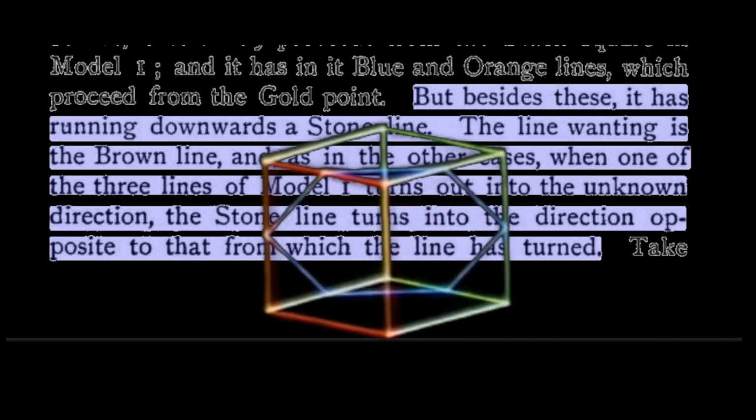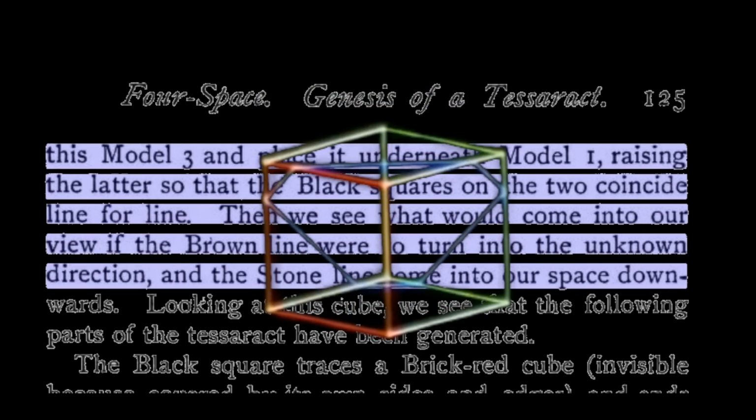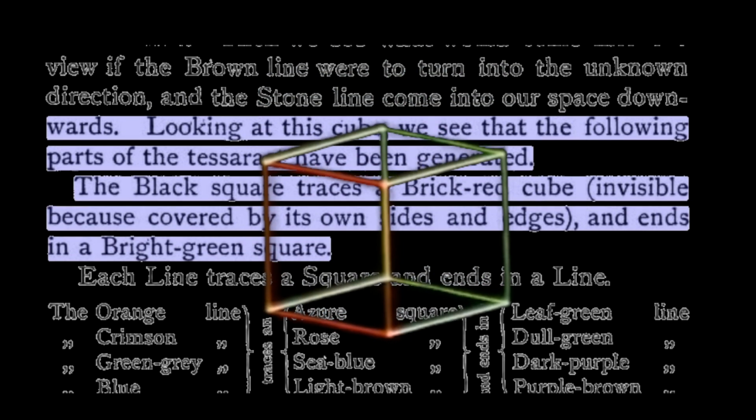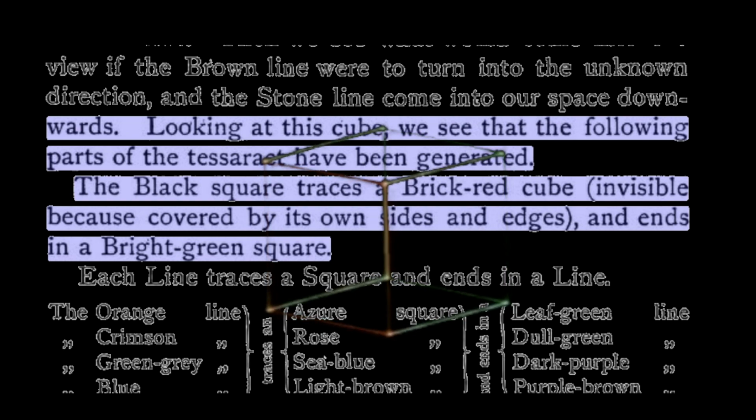the line has turned. Take this Model 3 and place it underneath Model 1, raising the latter so that the black squares on the 2 coincide line for line. Then we see what would come into our view if the brown line were to turn into the unknown direction, and the stone line come into our space downwards. Looking at this cube we see that the following parts of the tesseract have been generated. The black square traces a brick red cube, and ends in a bright green square.